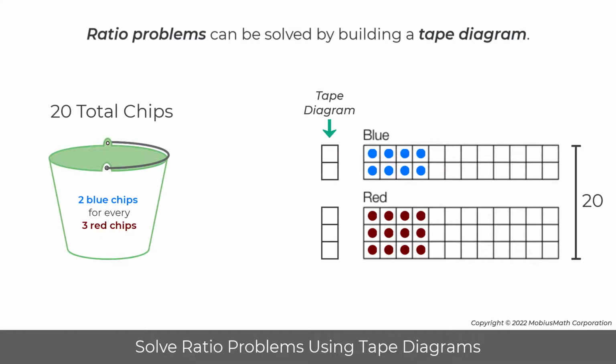For example, the number of chips in each row can be represented by the number 4 because each row has 4 chips. So, there are 8 blue chips and 12 red chips in the bucket. Note, each square in a tape diagram must have the same value. This rule for tape diagrams ensures that the original ratio, 2 blue chips for every 3 red chips, is maintained when the chips are replaced by the values in the tape diagram.